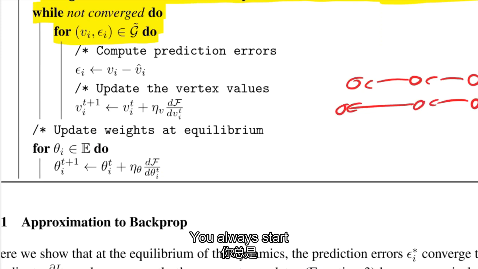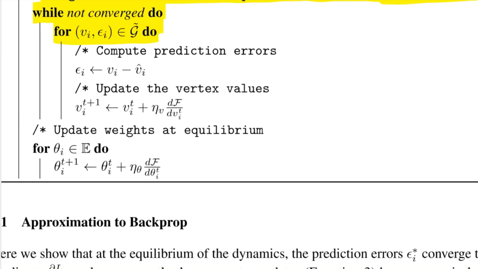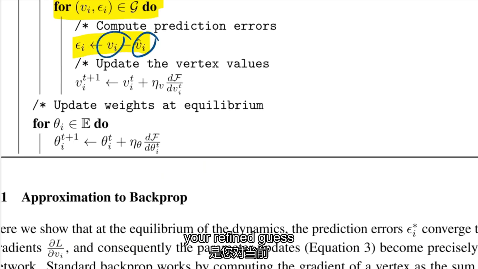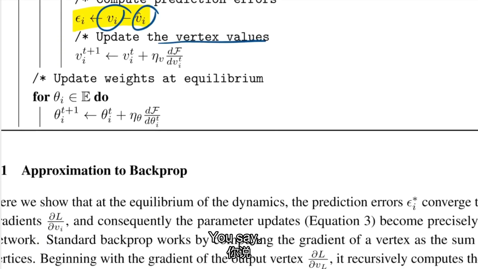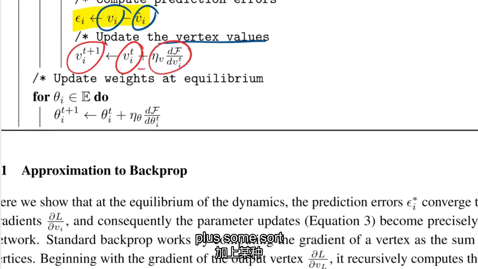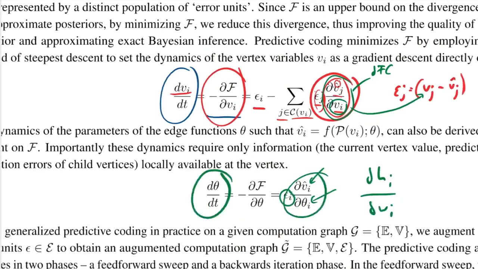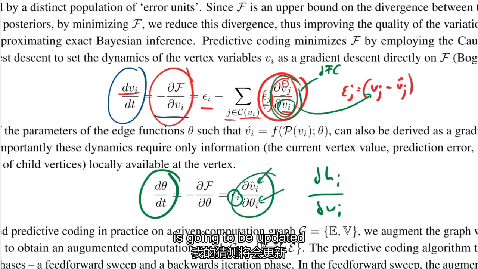And you do that. You always start from the back in the actual code. So you compute these errors. So this is your initial guess, and this is your refined guess of the current layer. And then you update the vertex values. You say, okay, my guess for the next layer is going to be my guess for this layer plus some sort of this gradient, and this gradient we get from equation number 2, from this thing right here. So my guess is going to be updated such that I still stay close to my original guess, but I also predict better what the next layer is.